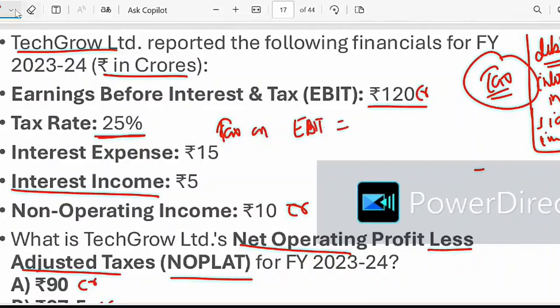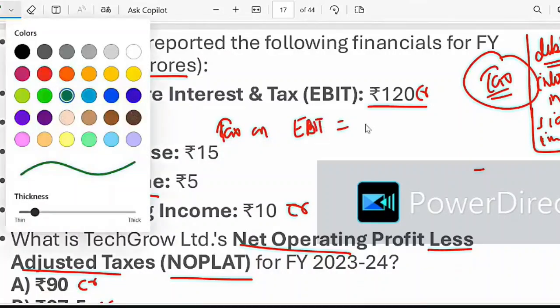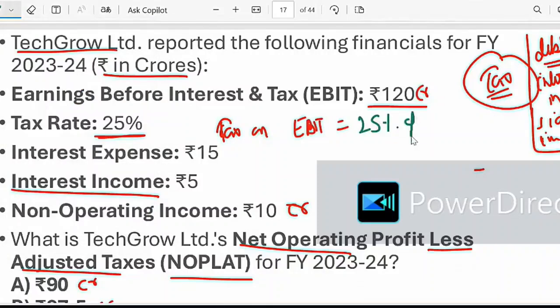Just find 25% of 120 crore. How much would you get? 25% of 120 crore means one-fourth of 120 crore, which is nothing but rupees 30 crore. So this is the tax on EBIT, the tax on earning before interest and tax.